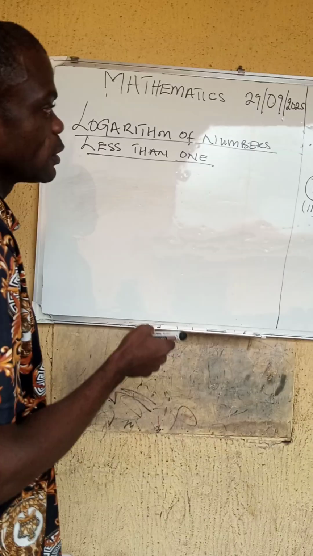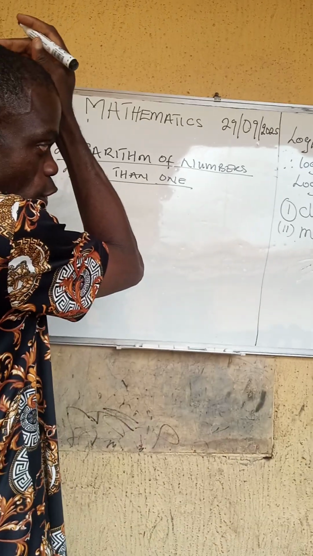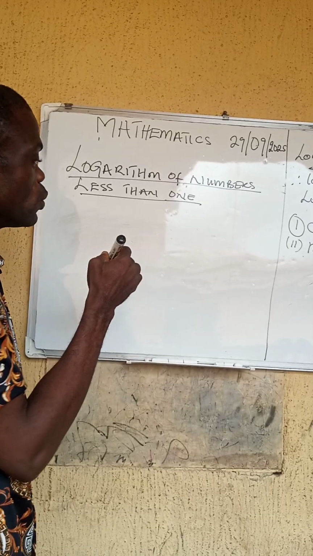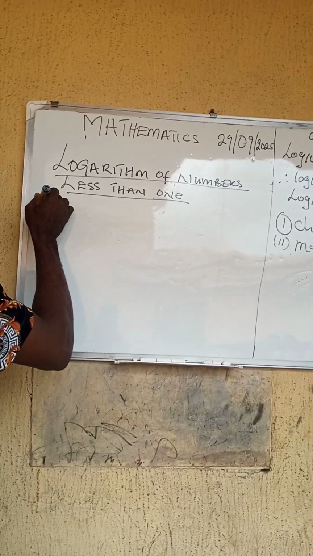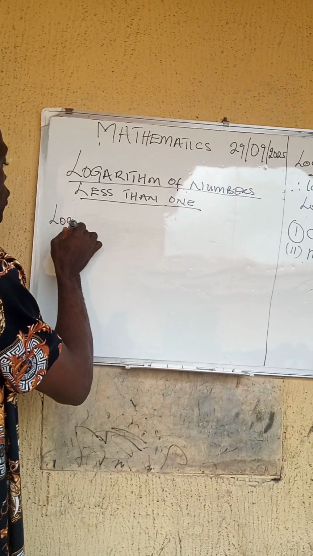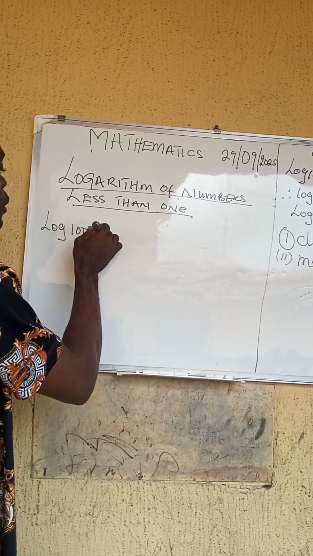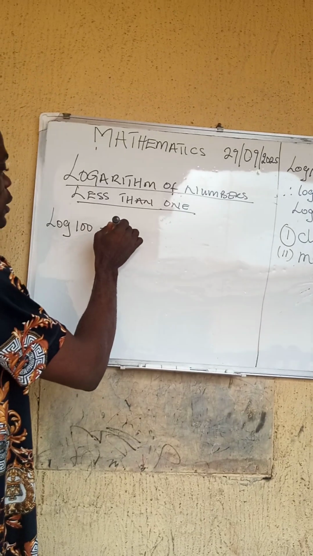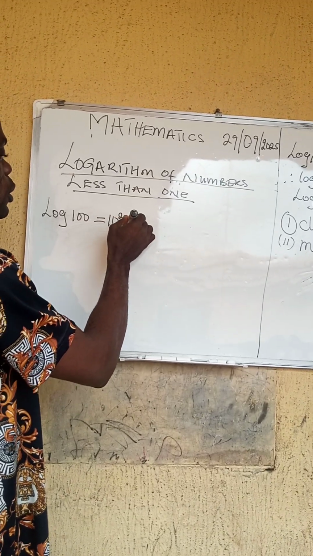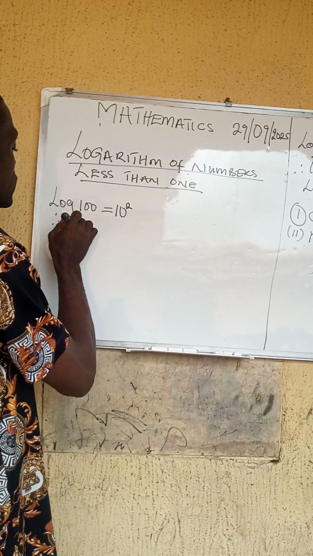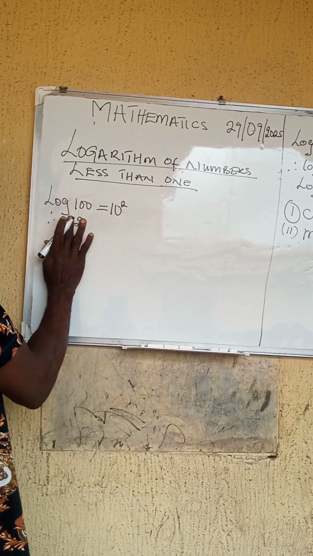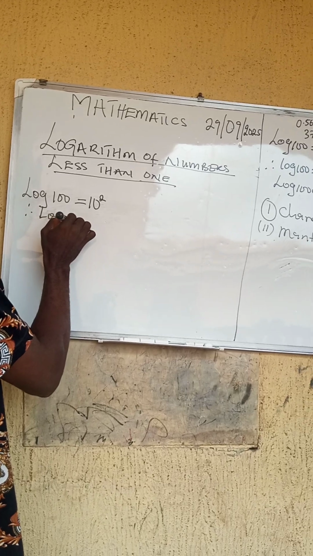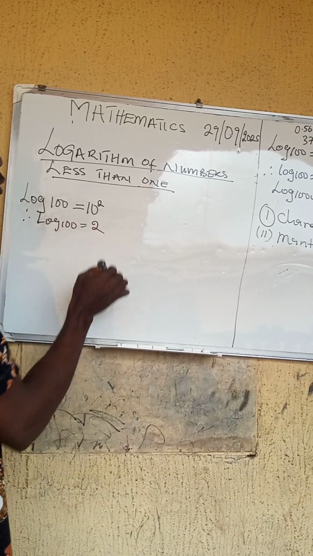From our previous knowledge, we know that a logarithm is the power to which a certain number is being raised. So if I say log of 100, I have to express 100 in base 10. I will write 10 raised to power 2. Therefore, log 100 is equal to 2.